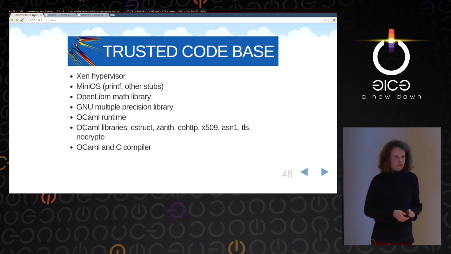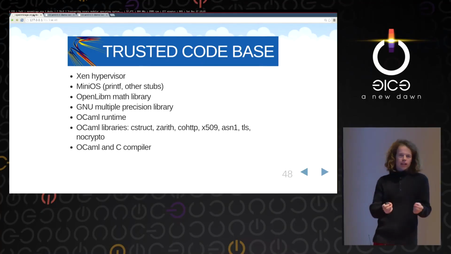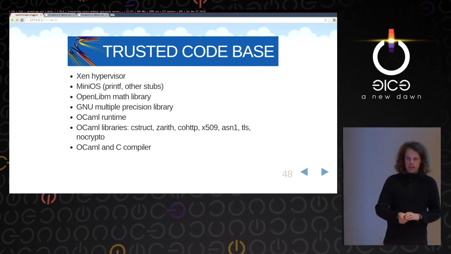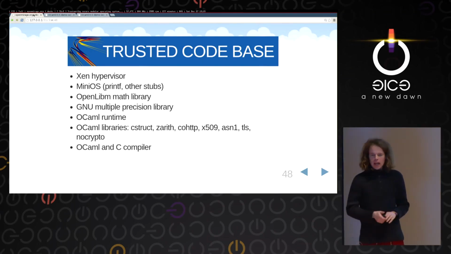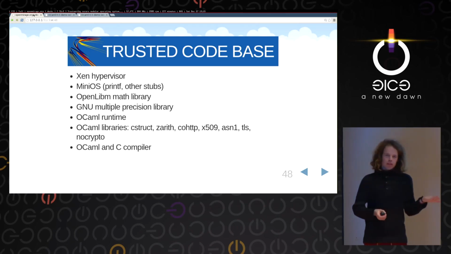And what is a trusted code base in our scenario? I started this talk with the trusted code base, and I also want to conclude with what the trusted code base of Jackline, my instant messaging client, is. Well, it's a Xen hypervisor because it runs on Xen, and on top of that we have a library called MiniOS, which provides you with some stubs and printf functionality. Then we use OpenLibM as a math library. We use GNU GMP for the big number arithmetic.